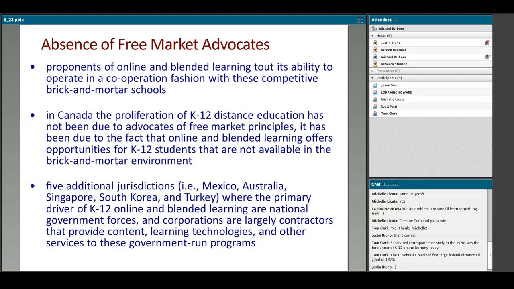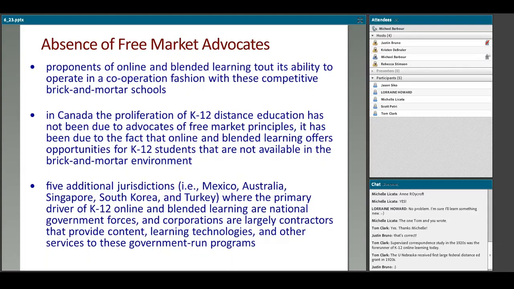But the undeniable truth is that when it comes to K-12 online learning, in some respects, advances have been made because of these free market proponents, but in many instances, they've actually put the field back, at least in terms of its acceptance and in terms of good pedagogy, good instructional design, and good practice. Outside of the United States, even in countries where there is the application of free market principles on most aspects of the education environment, places like England, places like Australia, you do not tend to see the presence of free market advocates within the K-12 distance education space.